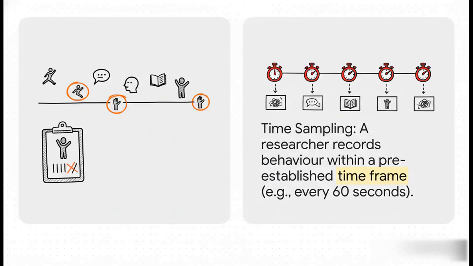Well, you use a sampling procedure. There are two main types. First, there's event sampling. That's where you just put a tally mark next to a behavior every single time it happens. This is awesome for behaviors that are quite rare. The other option is time sampling. Here, you only record what's happening at set intervals, like, okay, every 30 seconds, I'm going to look up and tick what I see. This is way better for behaviors that are happening all the time.